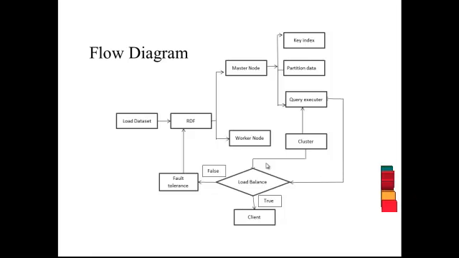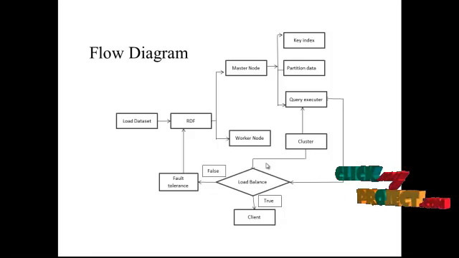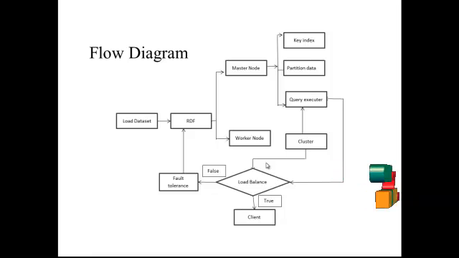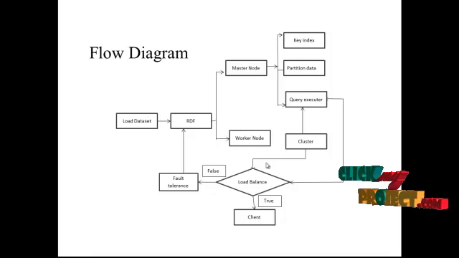Again, if the data is false, it goes to fault tolerance. The fault tolerance removes the redundancy or removes the problems. After removing the problems, the data comes back to the RDF. Again we come to the starting process, master node and worker node, and then to the processing data.